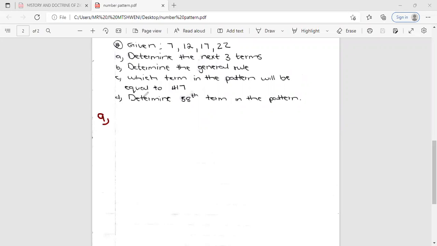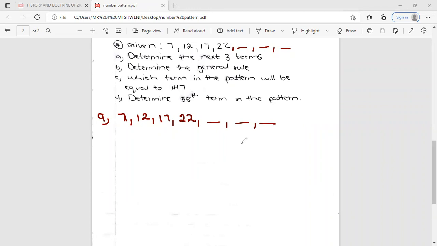I'll write my A here. Determine the next 3 terms. In other words, the next 3 terms: 1, 2, 3. Those are the terms that you need. So you write in the values that have been given: 7, 12, 17, 22. Then they want the missing values.